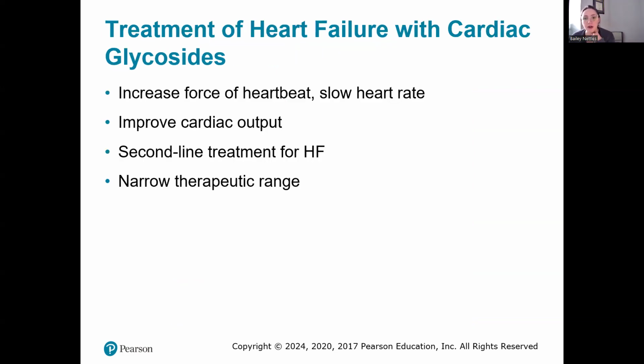So now we have cardiac glycosides. Okay. These are very scary drugs because they have a very narrow therapeutic range. So you have to be compliant. If you're not compliant, you can't take this drug. Okay. It's a second-line treatment for heart failure and improves cardiac output and increases the force of the heartbeat and slows the heart rate. Okay.